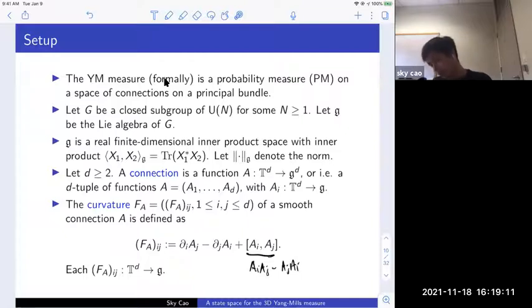One thing I should note is that the commutator of two Lie algebra elements is again a Lie algebra element. For that reason, each of these component functions maps into the Lie algebra. To reiterate, the curvature of a connection is just this matrix of component functions, each mapping into the Lie algebra.